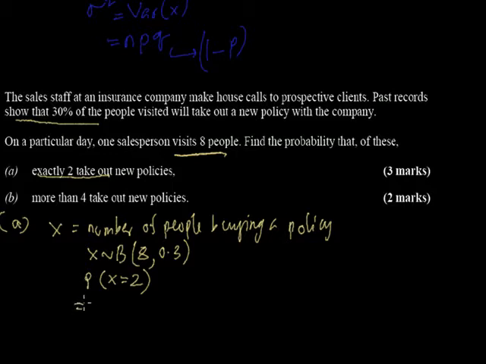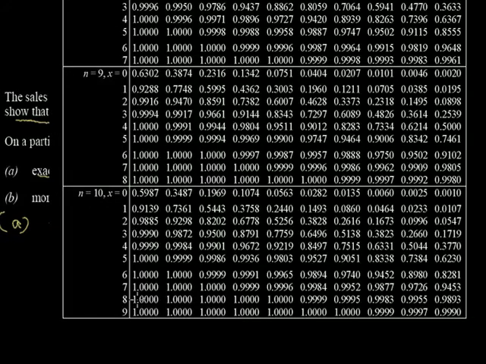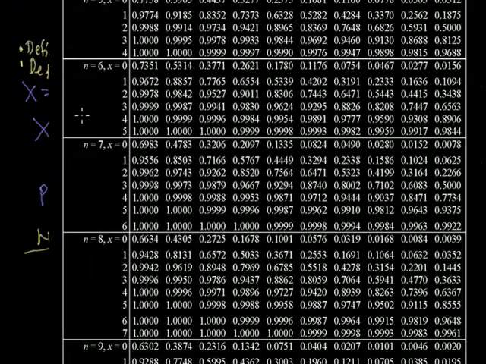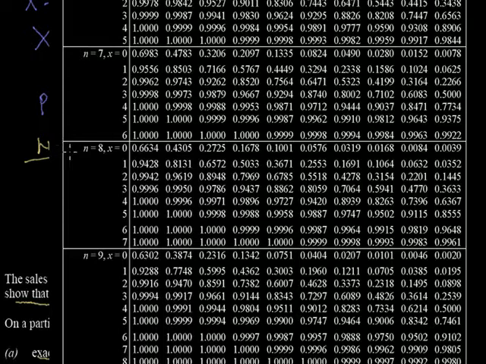So how do you find it? Now again we have to use a table. Now let's look at a table. This is what the binomial distribution table looks like. A binomial distribution table has first one block, which is n, the number of trials. So if you're looking for n, this is the block we're looking for. So if n equals 8, we are talking about this block.